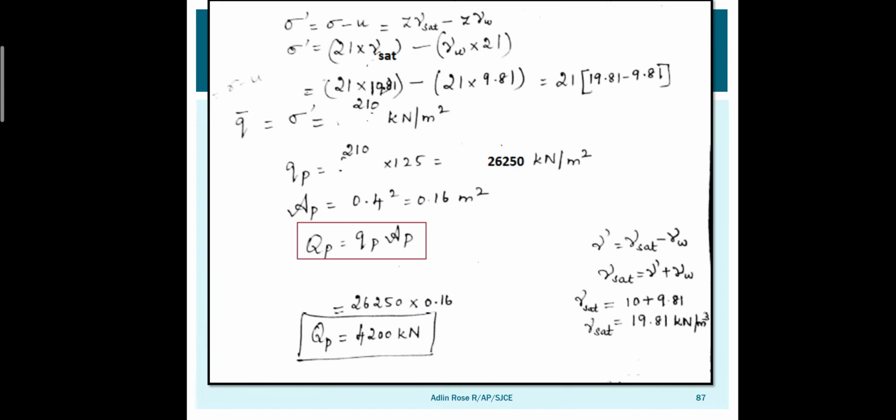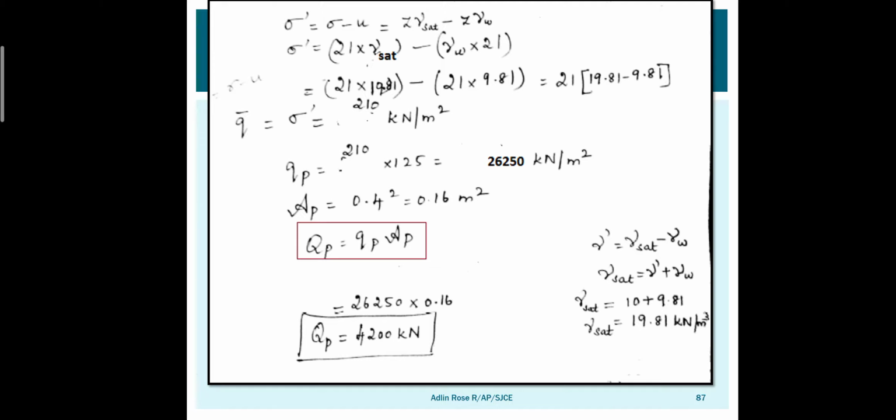Here q bar is equal to sigma dash into N gamma. So sigma dash is sigma minus u. What is sigma? Total stress, from soil mechanics second unit. What is stress in terms of unit weight? We know that pressure is equal to rho g h, where rho g is nothing but gamma. So the formula becomes pressure is equal to gamma into H. H is nothing but the height of the soil layer.